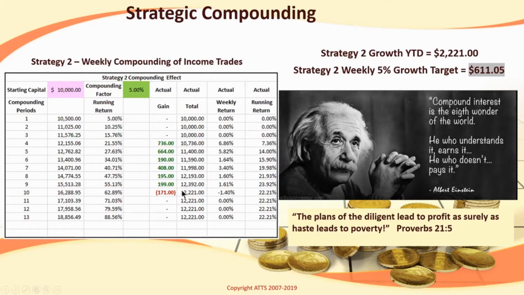So this week took a little bit of a hit, down about $171, but we're still up over 22% for the year. Next week, my target is $611.05. So stay tuned with us on this. If this kind of trading does interest you, you can always become a premium member of Active Trend Trading, and I can show you how to do that.